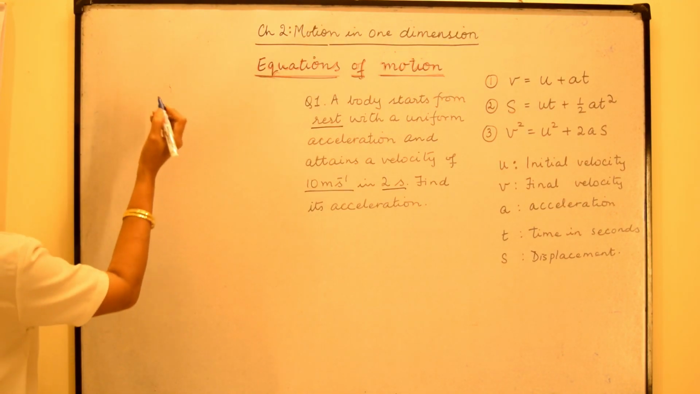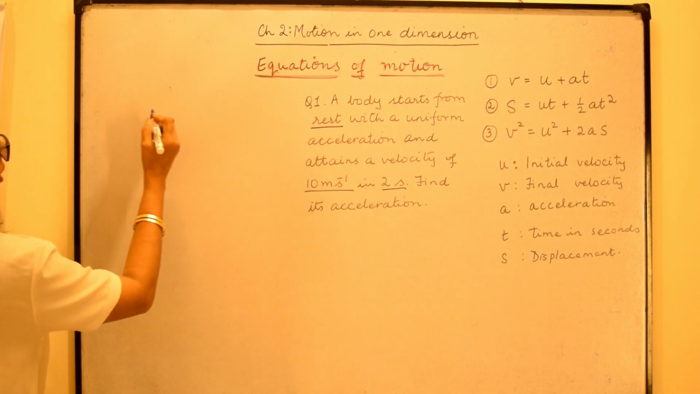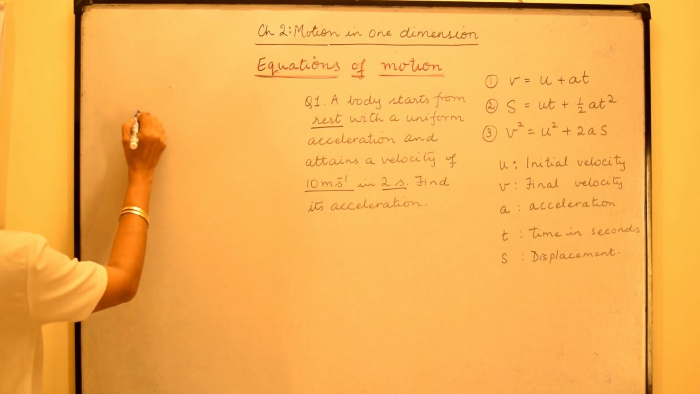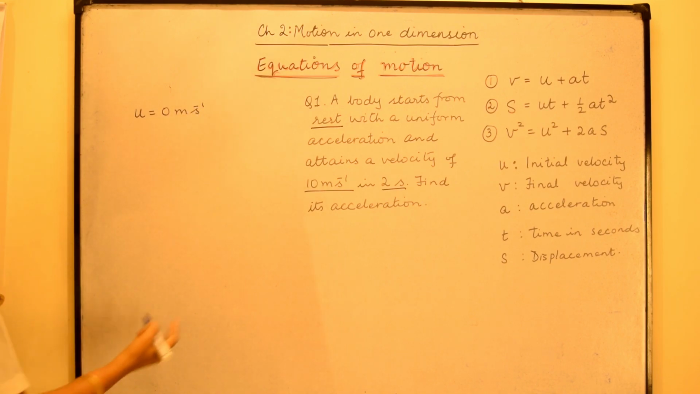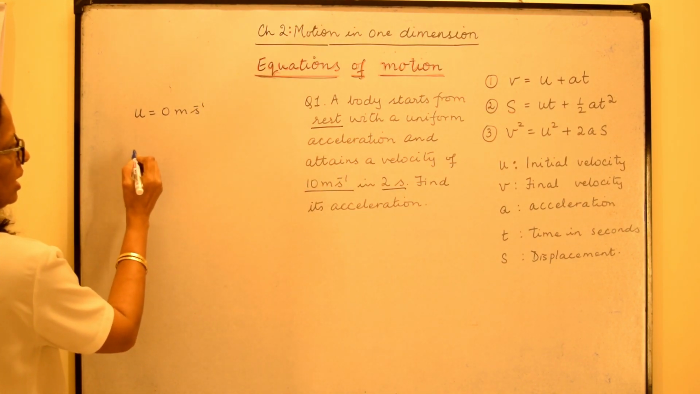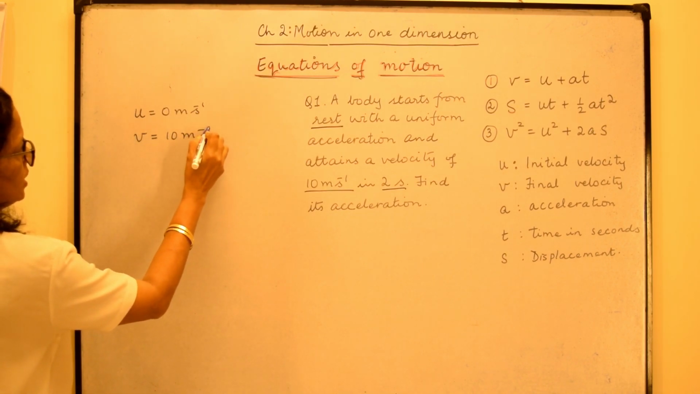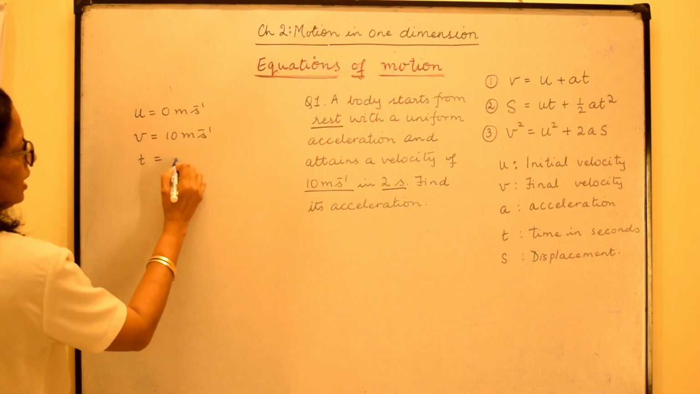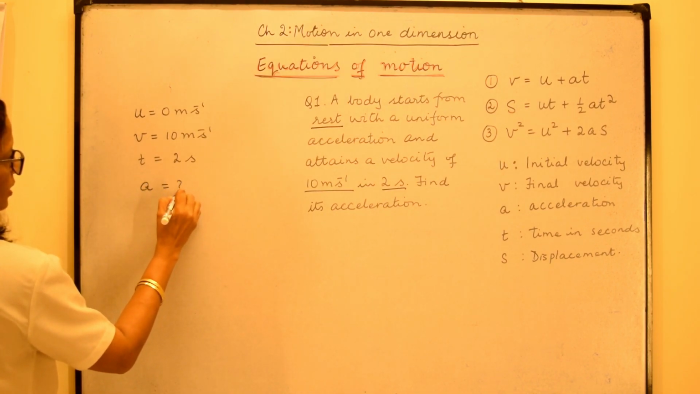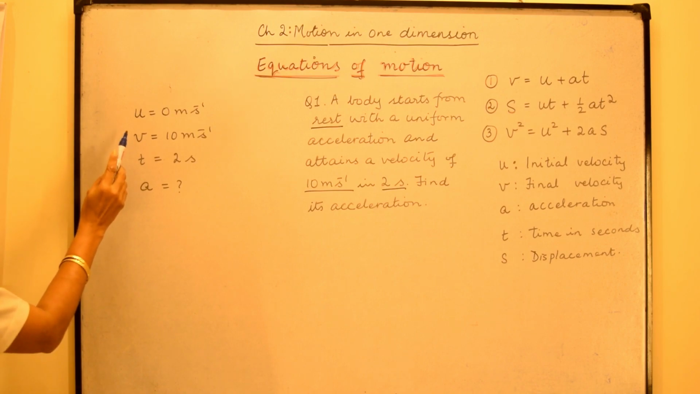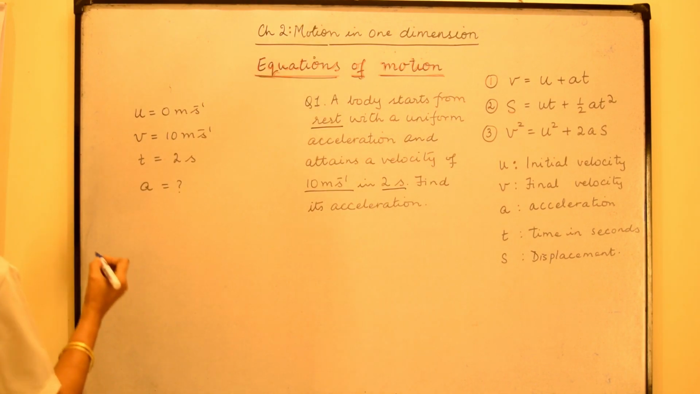Anytime we have these problems, first thing you should do is understand which are the quantities involved in this. It starts from rest, means initial velocity is 0 meter per second. It attains the velocity of 10 meter per second, so that is the final velocity, 10 meter per second, and in 2 seconds, so that is your time, and they are asking you find its acceleration. We have u, v, t and a, so we are looking at first relation.